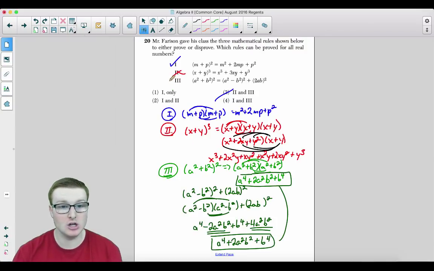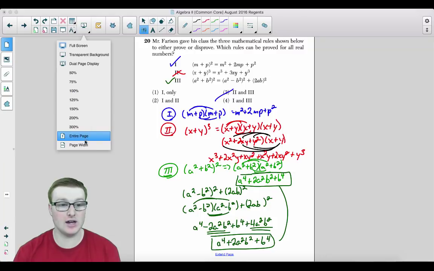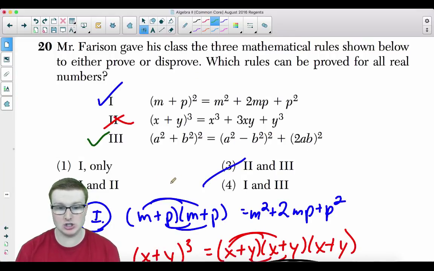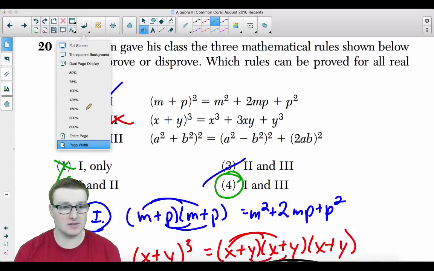We're in good shape. Option 3 is a good answer. So we know that the answer is going to be choice 4 for that question. Choices 1 and 2 make no sense.